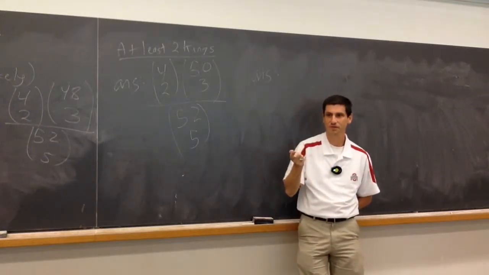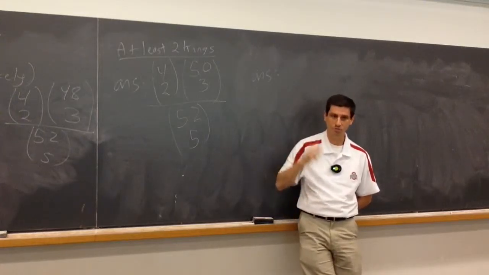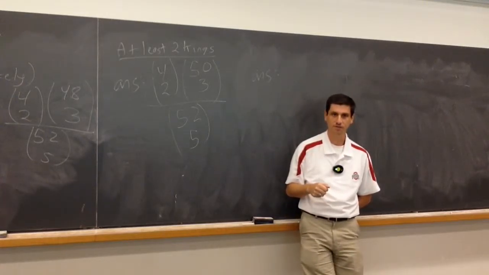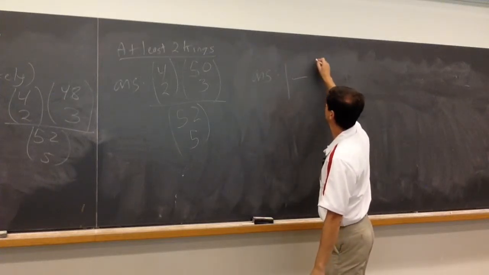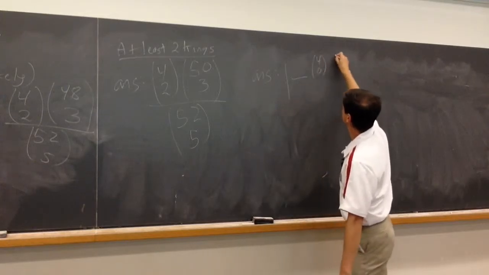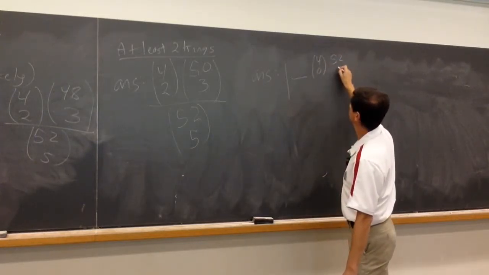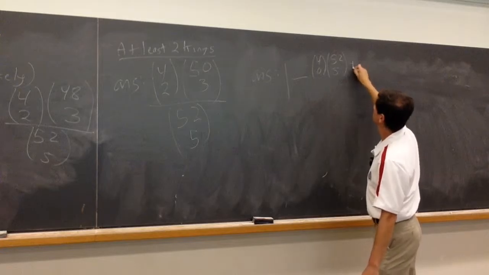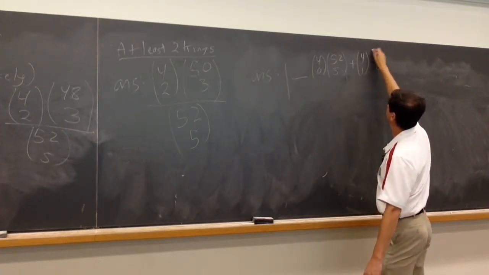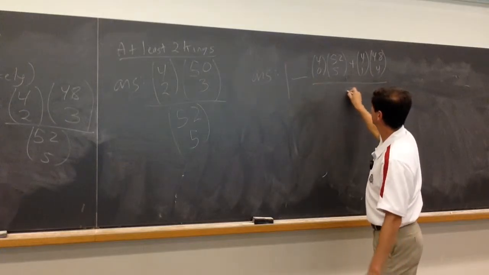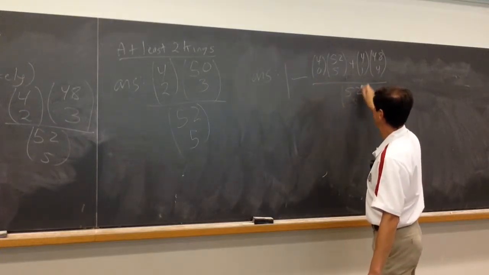1 minus the probability that you get no kings minus the probability that you get 1 king. Good, so 1 minus the probability of no kings and the probability of 1 king. And so that would be 1 minus, it would be no kings, and then 52 choose 5, plus 1 king, and then 48 choose 4, divided by 52 choose 5.